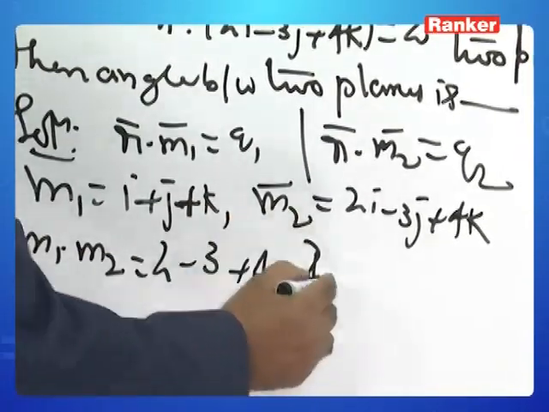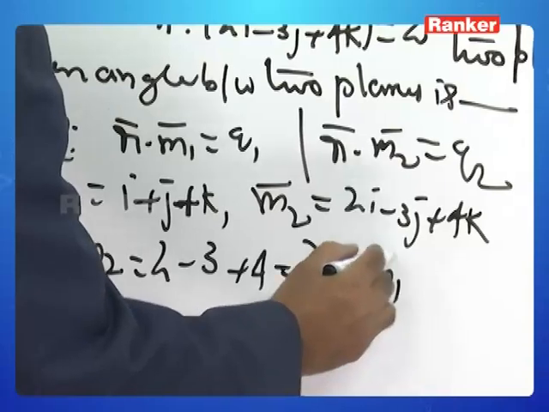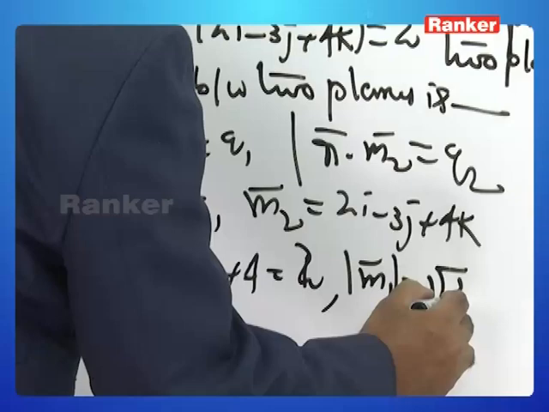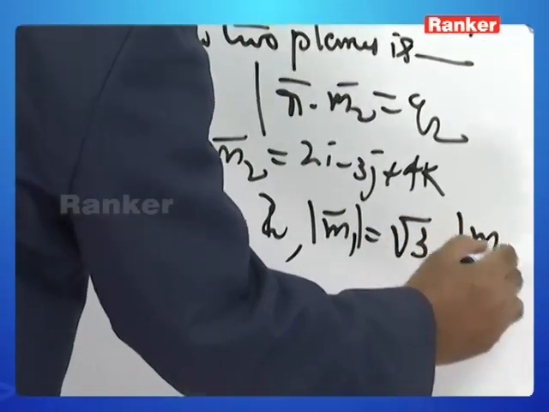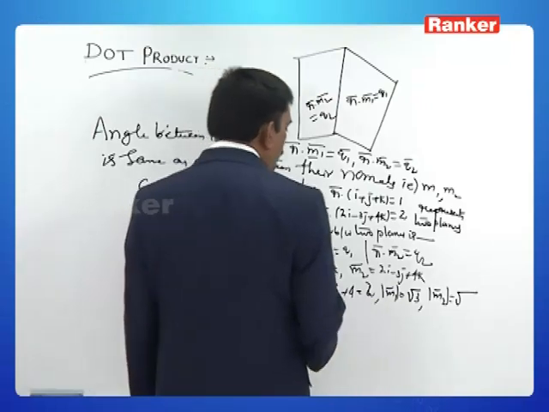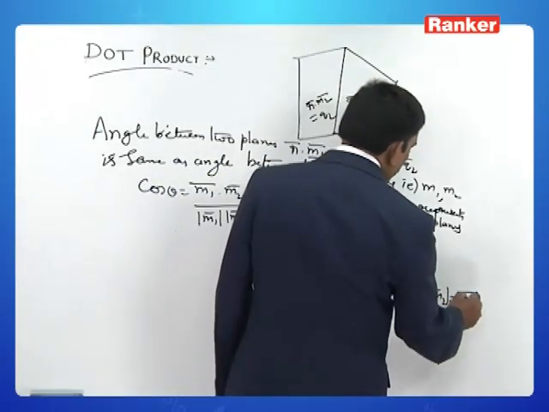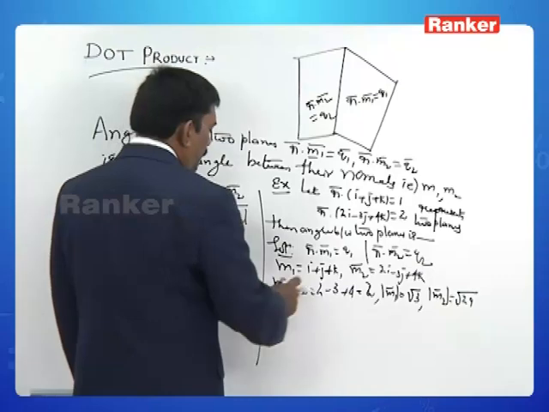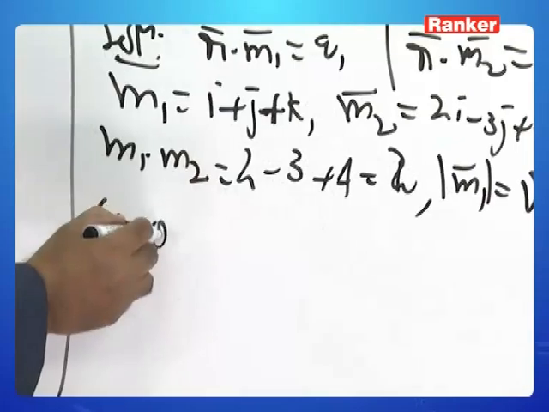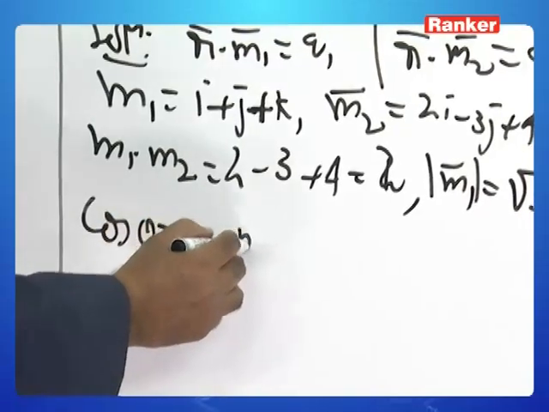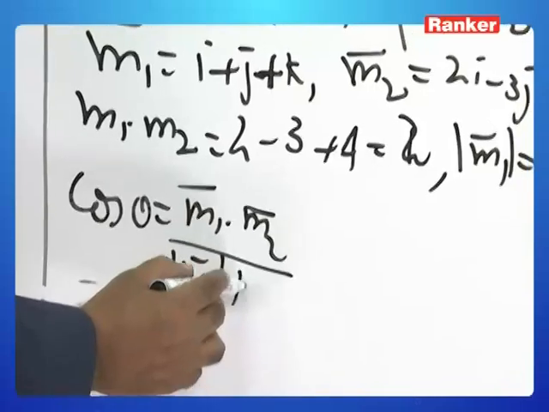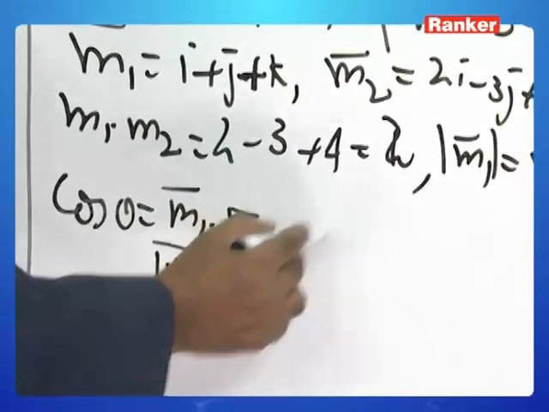And meanwhile, what is the modulus of m1 bar? Modulus of m1 bar is equal to root 3. And modulus of m2 bar is equal to how much? 4 plus 16, 20, plus 9, therefore it's 29. Now yes, the dot product is not 0, so therefore directly I will go for cos theta is equal to m1 bar dot m2 bar by modulus of m1 bar modulus of m2 bar.